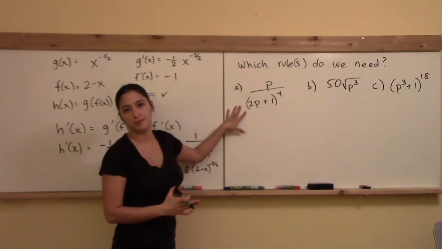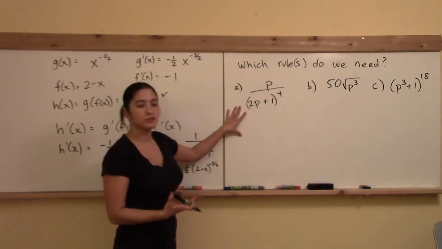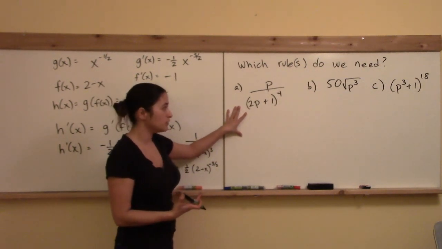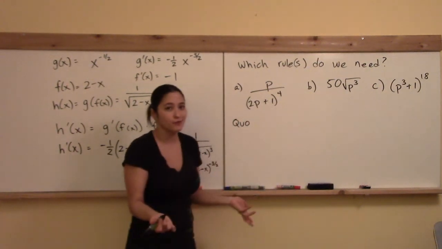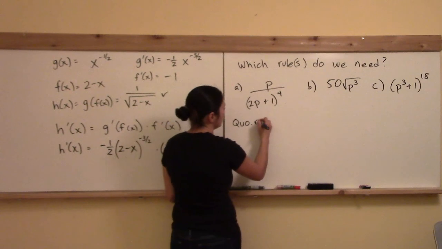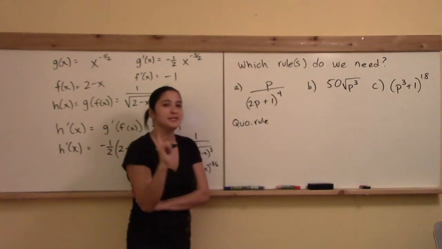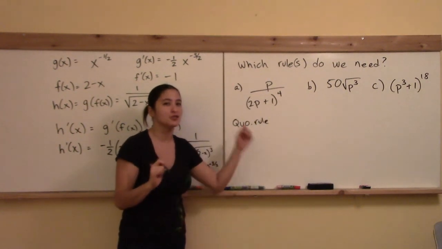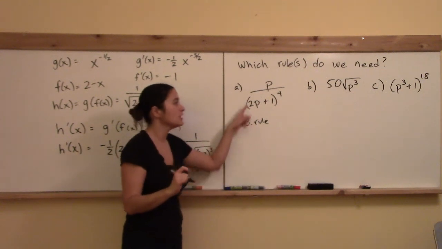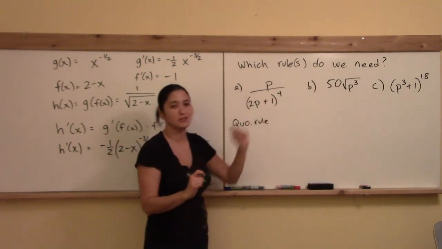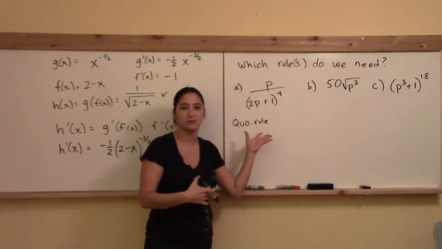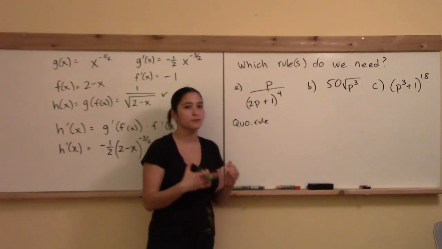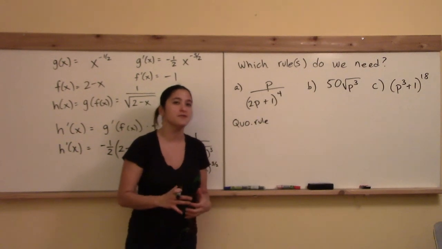Ooh, that's a doozy of a problem right there, really. What rules did you say? Quotient rule, that's right, we're going to need the quotient rule because it's a quotient and we can't rewrite it as anything else, so we have to use the quotient rule. Technically, some people out there might be saying, actually, you could rewrite this as a product of p with this quantity to the negative 4, and you would be right. If you'd like to rewrite it as a product in terms of negative exponents and work the product rule instead of the quotient rule, that's fine.